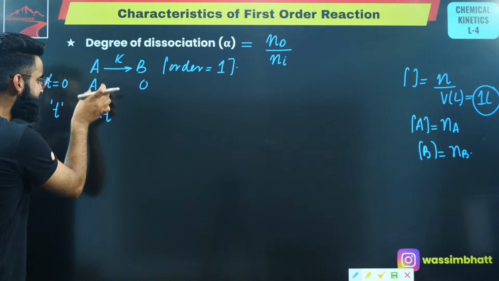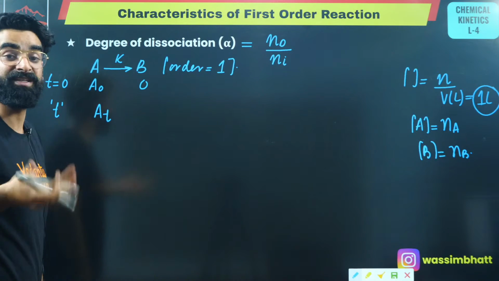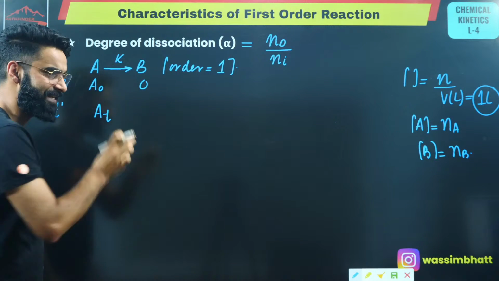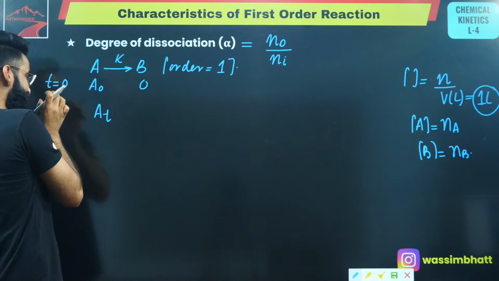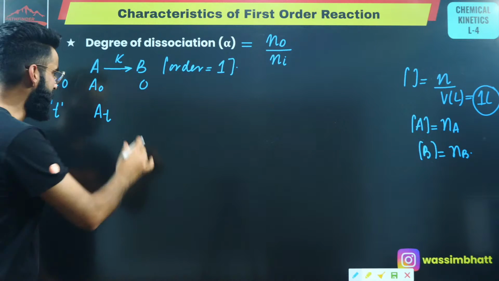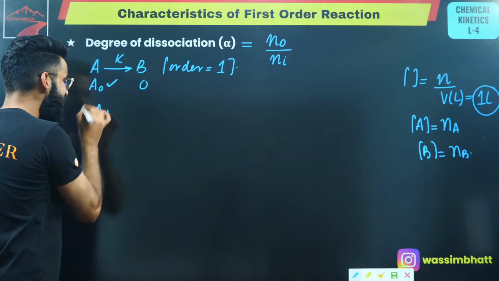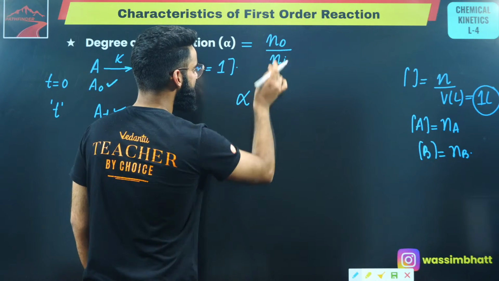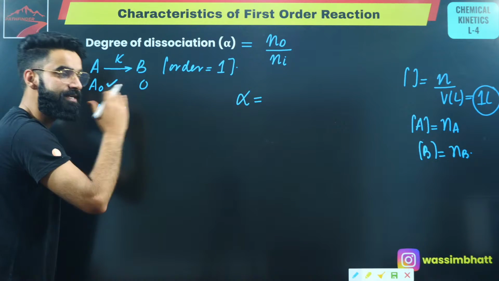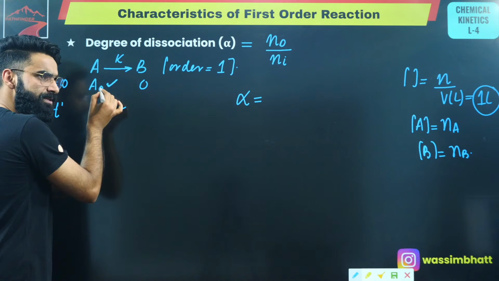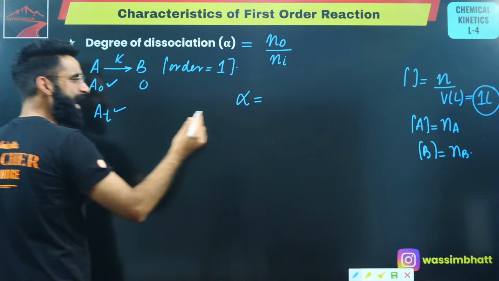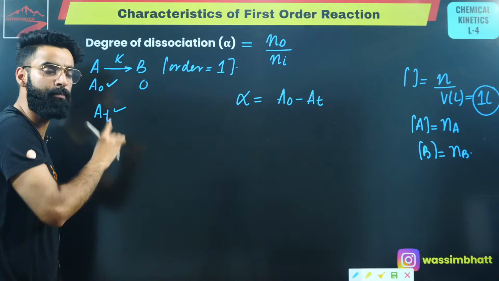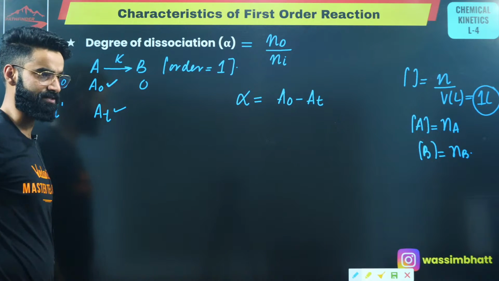So these are the concentrations, or you can call them the moles as well. A0 is the initial moles of reactants, and At is the moles of reactants left at time t. Initially you had A0 moles. Finally, you are left with At moles. So can you let me know something? Alpha is equal to how many moles of reactants dissociated into the products? Initially I had A0 moles, finally I'm left with At moles. So A0 minus At is going to give me the number of moles of reactants which are getting converted into the products.